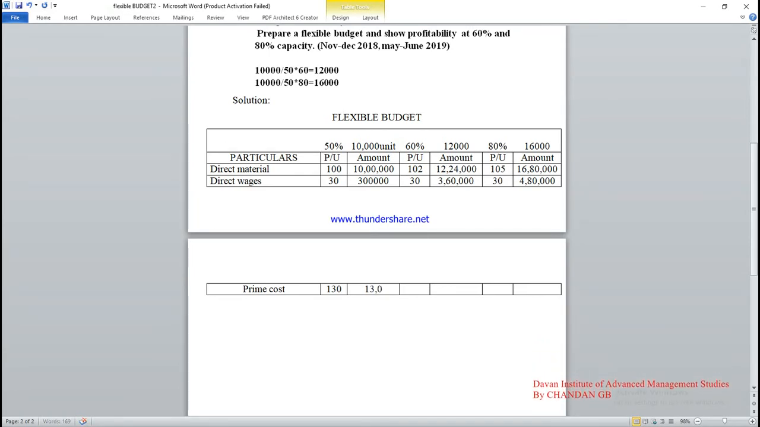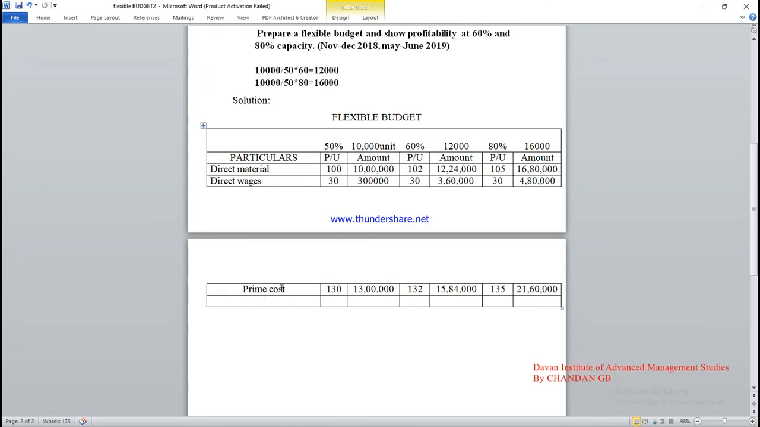13 lakh rupees. 102 plus 30, 132. 12 lakh 24,000 plus 3 lakh 60,000, 15 lakh 84,000. Next, 105 plus 30, that is 135. 16 lakh 80,000 plus 4 lakh 80,000, 21 lakh 60,000 rupees. That is the prime cost.